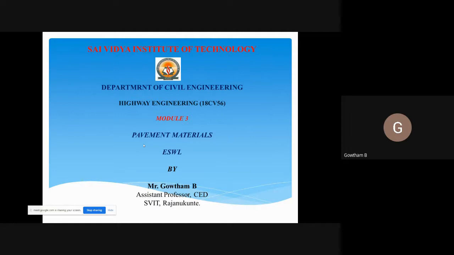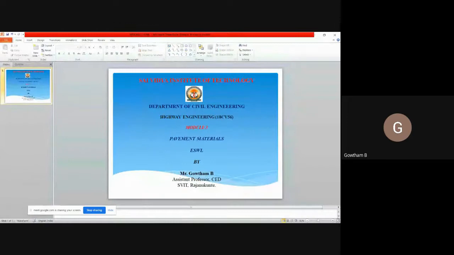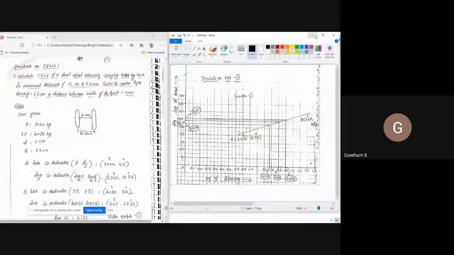In this session, I am going to discuss equivalent single wheel load, abbreviated as ESWL. Let us have one problem on ESWL now. This is the problem. Calculate ESWL for a dual wheel assembly carrying 2044 kg each for pavement thickness of 15, 20 and 25 centimeter.